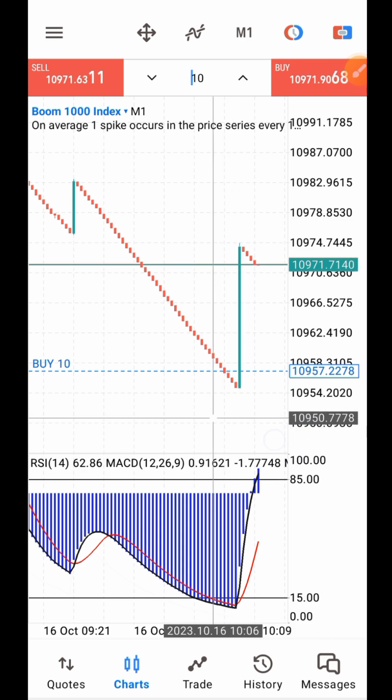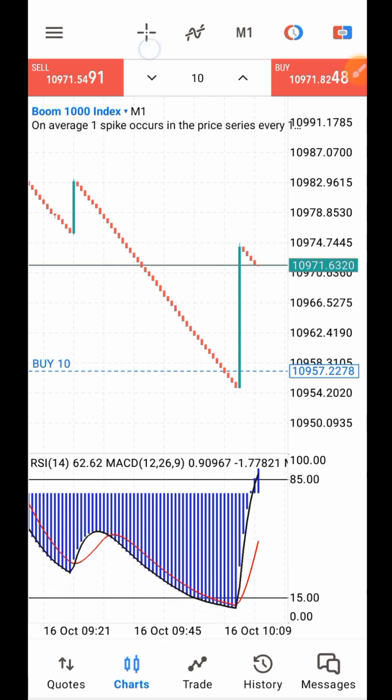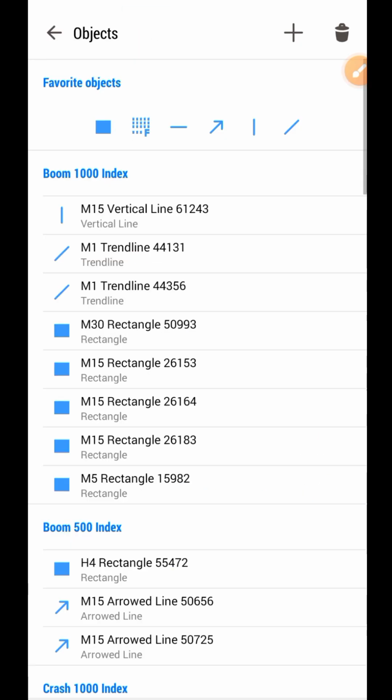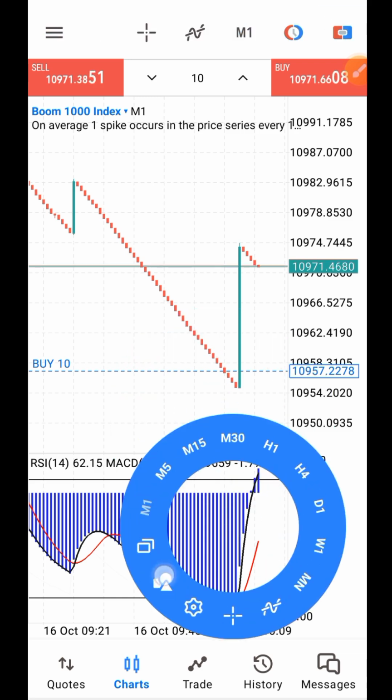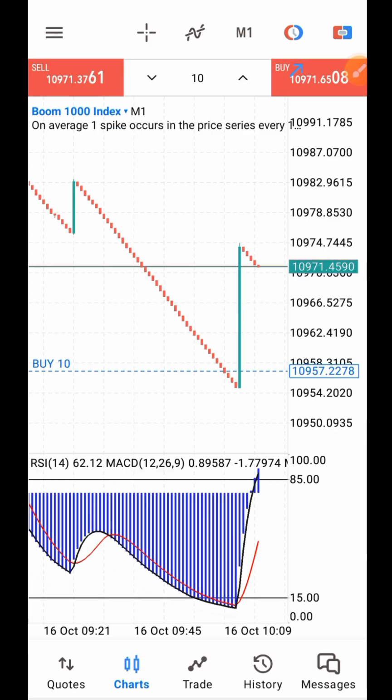You understand? So if you see this line, those marked lines, enter below the level 15 of the RSI, which is here. So you enter for buy. You understand? You enter for buy once you can spot that.